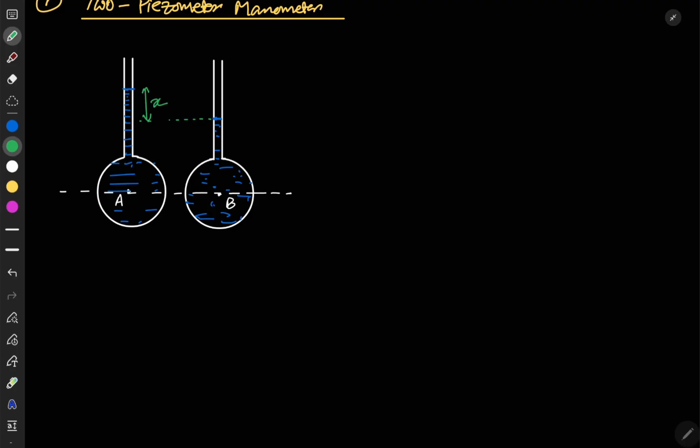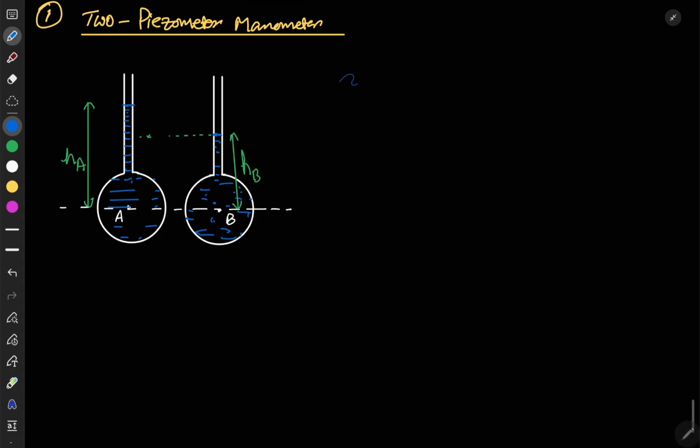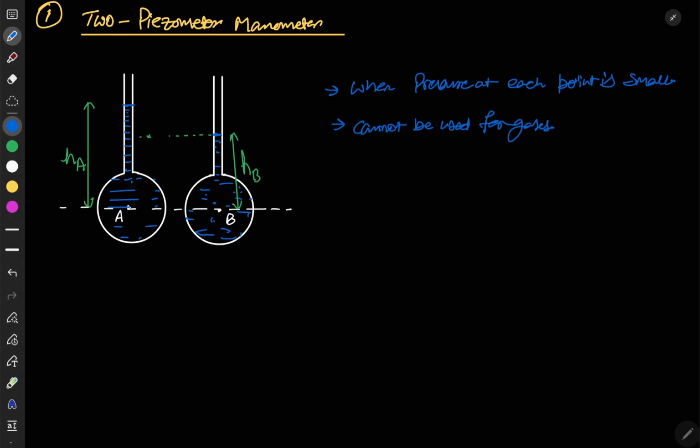By calculating these two heights for the two manometers, let me write here: this is the pressure head at A, your HA, and let's say this head is your HB. So the two piezometer manometer is used to measure pressure when the pressure at each point is small. Second point, it cannot be used for gases. These are the same limitations as we discussed for the piezometer.